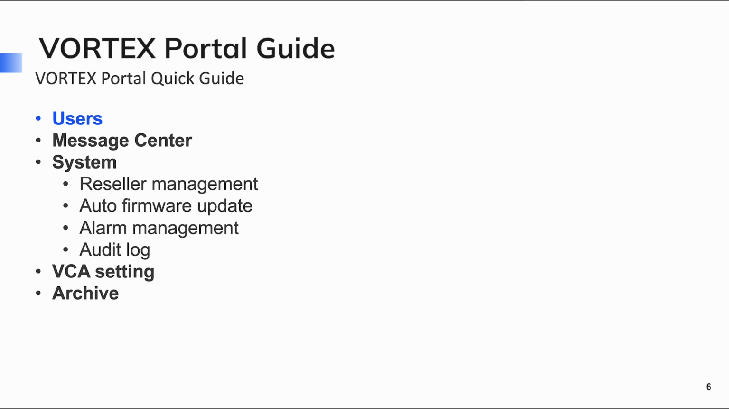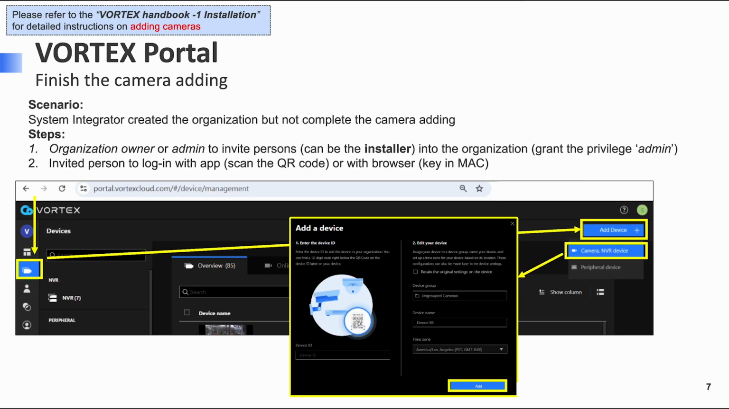Next, we'll talk about user roles and the privileges assigned to each role within the VORTEX portal. Before we dive into user roles, let's step back for a moment. In most cases, the system integrator will add and configure cameras right after setting up the end user portal. However, sometimes the organization is created first, and the installation, like adding and configuring cameras, is handled later by an installer. In these cases, the system integrator or end user can invite the installer to the VORTEX portal. Once invited, the installer can log in and complete the setup using a browser or app.